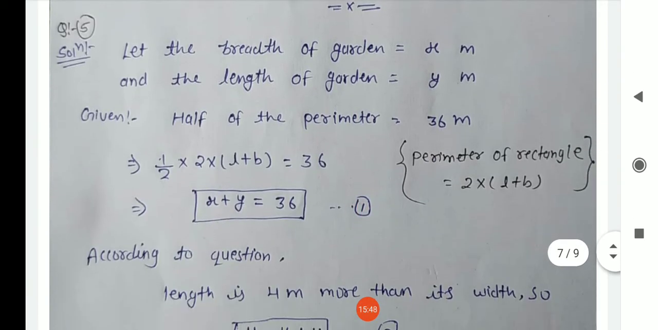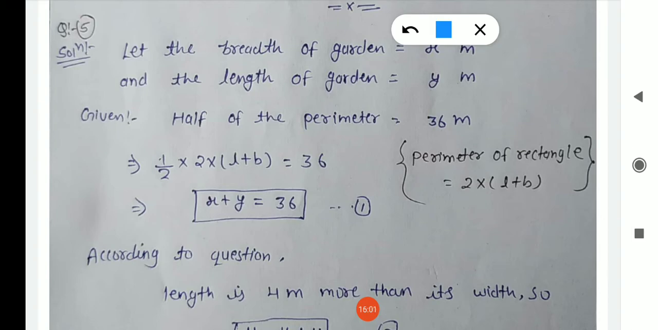Now question number 5 is important question. Now what does the question say? Half the perimeter of rectangular garden whose length is 4 meter more than its width is 36 meter. Find the dimension of garden. It means we find the value of length and width. So we take the breadth of garden equal x meter and length of garden equal y meter, and given that half of perimeter is 36 meter.